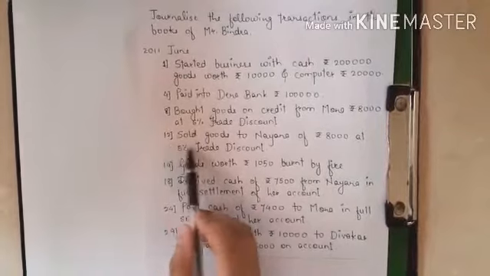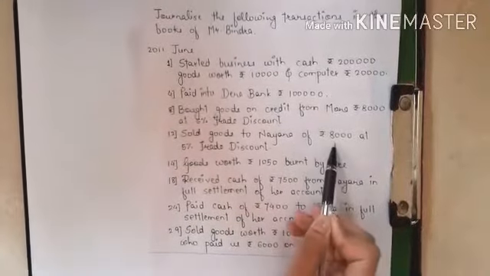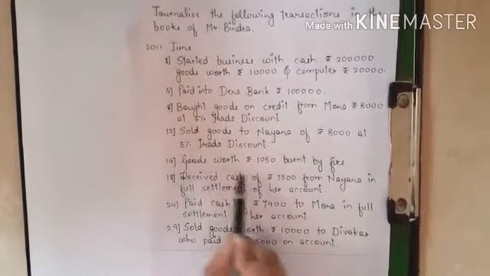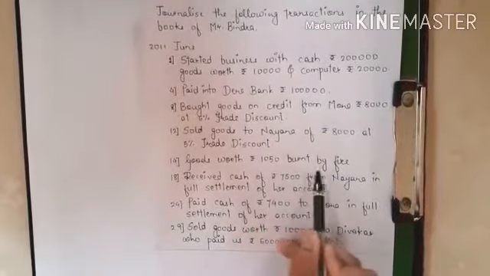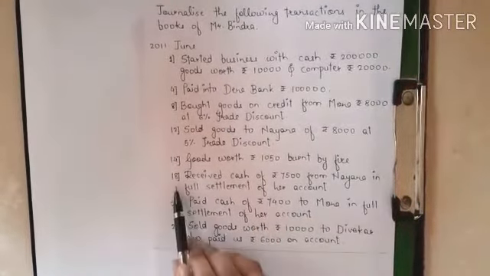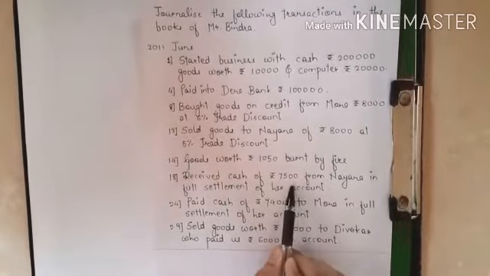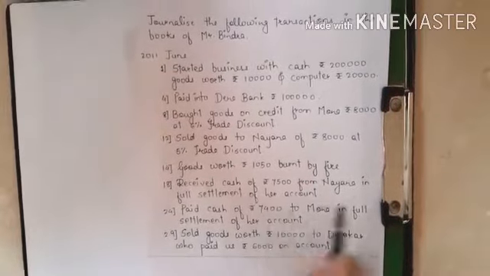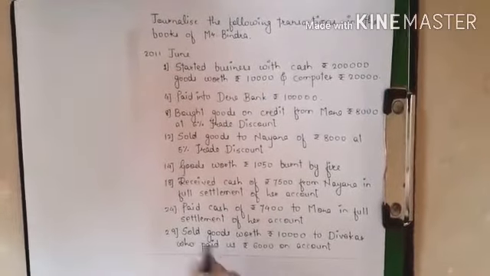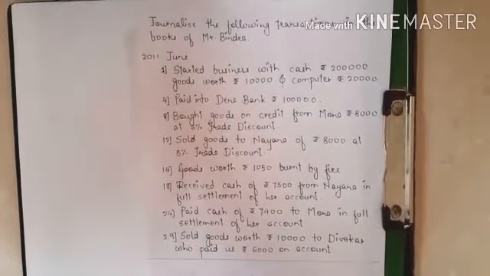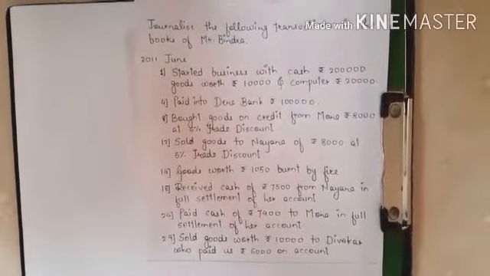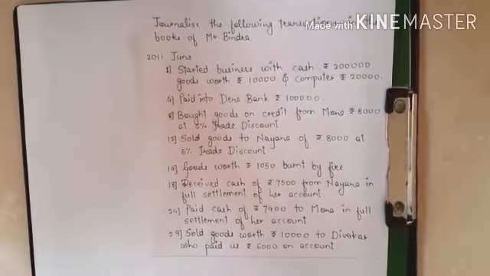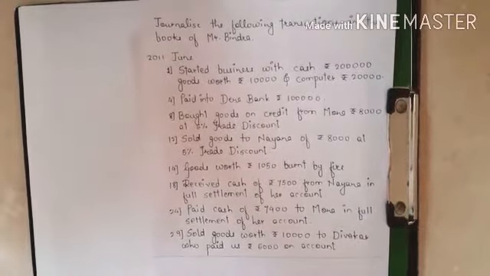On 12th June, sold goods to Naina of rupees 8,000 at 5% trade discount. On 14th June, goods worth rupees 1,050 burnt by fire. On 18th June, received cash of rupees 7,500 from Naina in full settlement of her account. Now, here, in full settlement of her account means that she has made her payment in complete form, so no amount is left with her. So this is called in full settlement of her account.